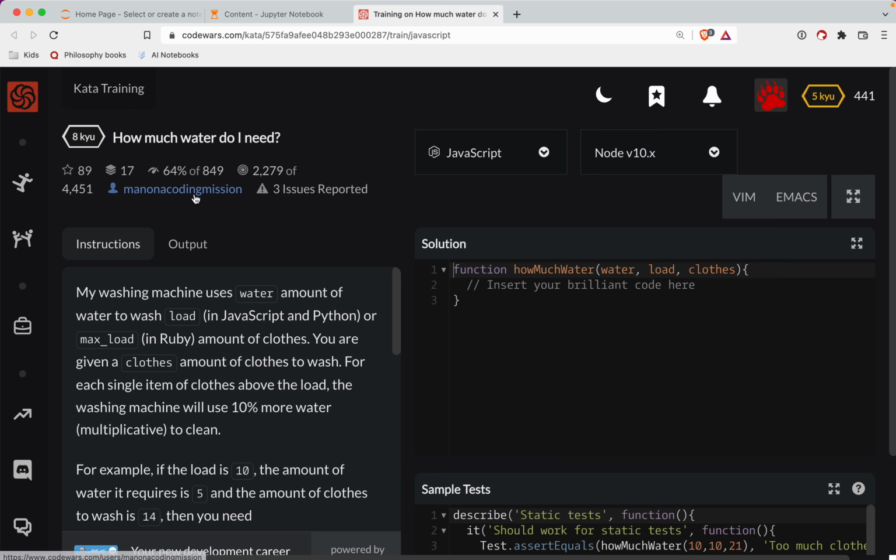Level 8, we're doing it in JavaScript. It's called How Much Water Do I Need? As always, there's a link to the challenge in the show notes. Try the challenge out before watching the video.